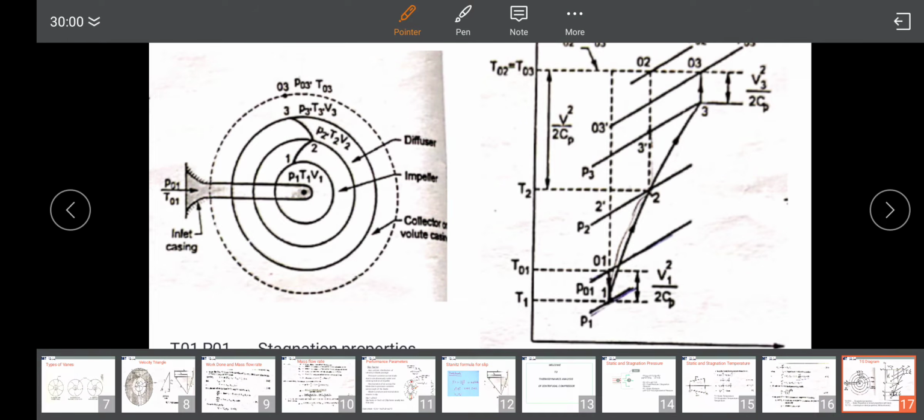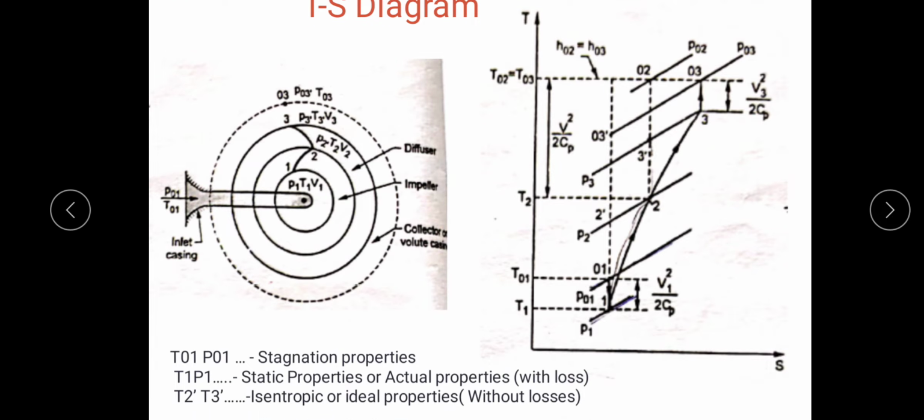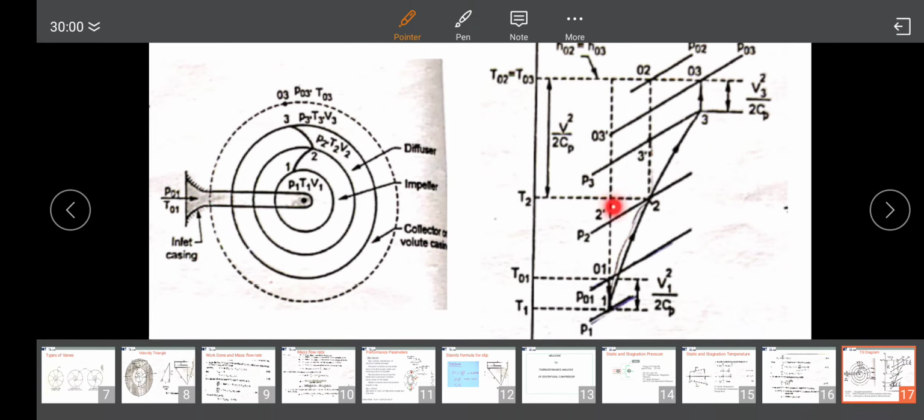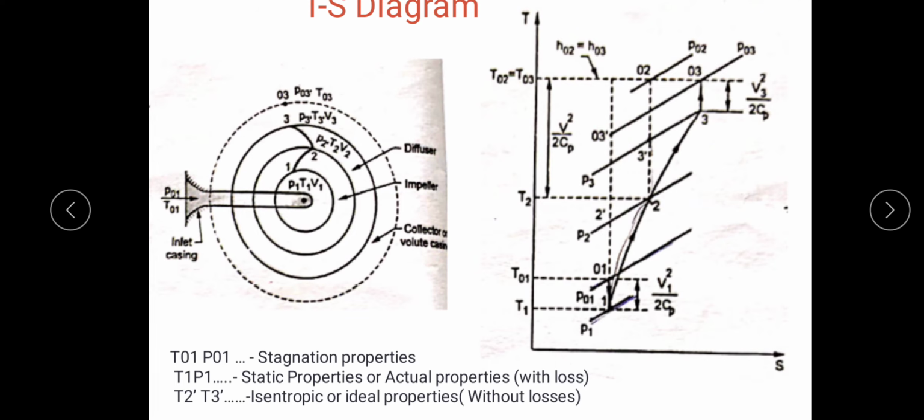Some may say that we can take it directly also, 01 to 1, then 1 to 2 dash, 2 dash to 03 dash. Likewise also we can take it. So we are dealing with two processes: one is the actual process and one is the ideal process.